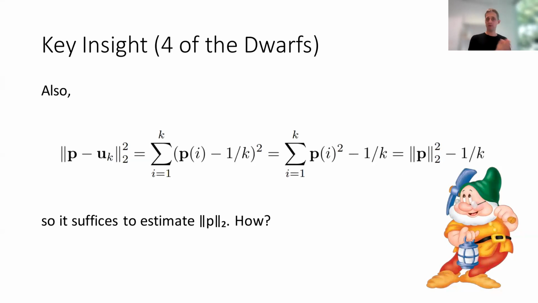And so if we want to estimate the L2 squared distance, it suffices to estimate that other thing that doesn't depend on the uniform distribution. It's just the norm of the unknown distribution itself. Why is that enough? Because in one case, it's the uniform distribution, so that thing will be exactly 1 over k. And in the other case, by the previous slide, that thing should be at least 1 plus epsilon squared over k, something like that. So there's a small gap. So if we can estimate that quantity to sufficient accuracy, then we have a test.